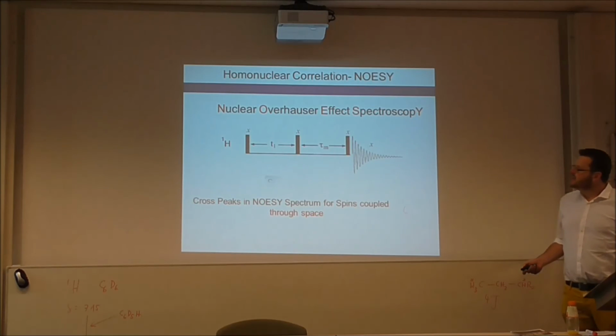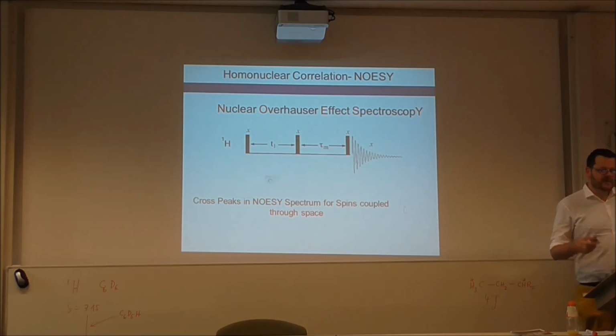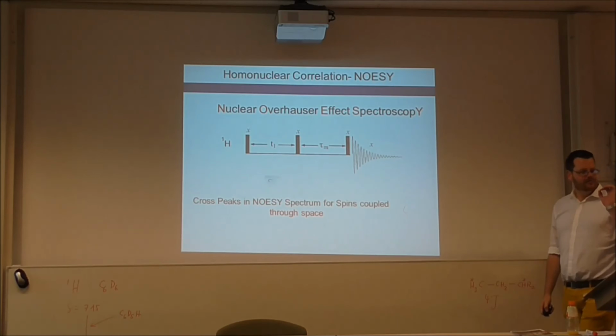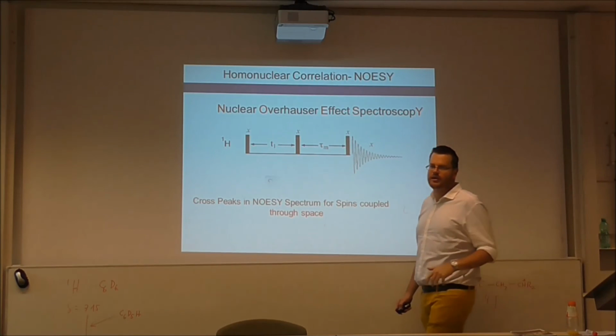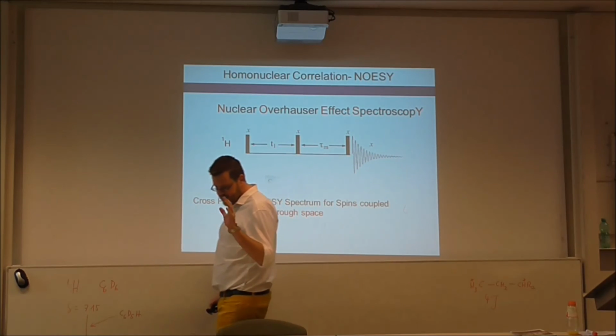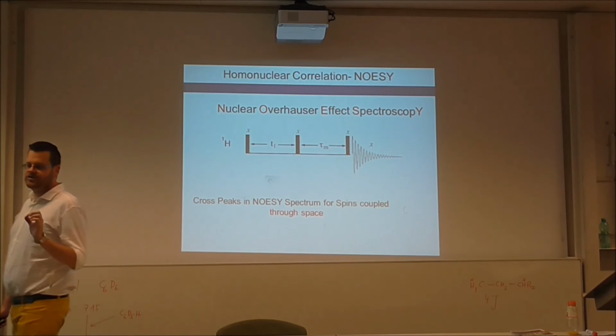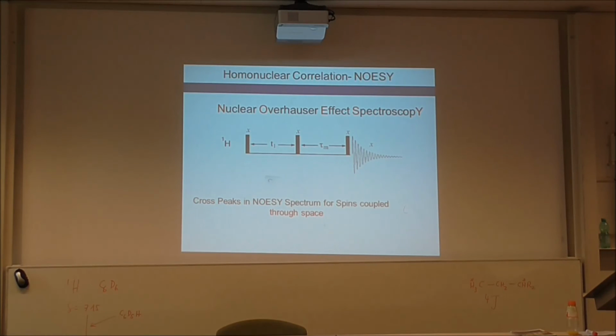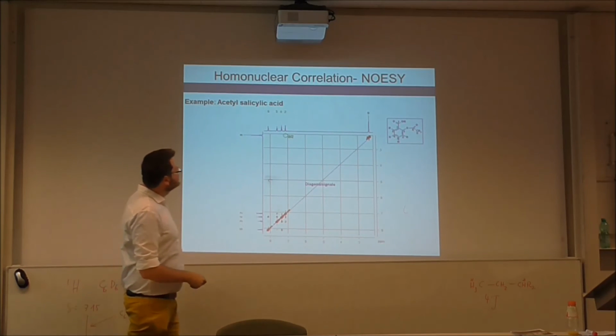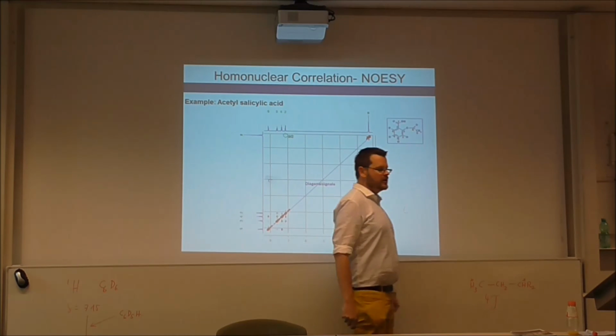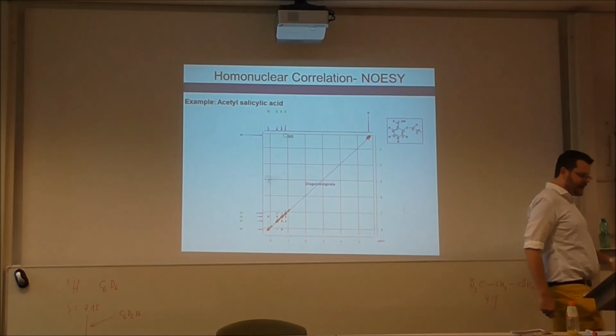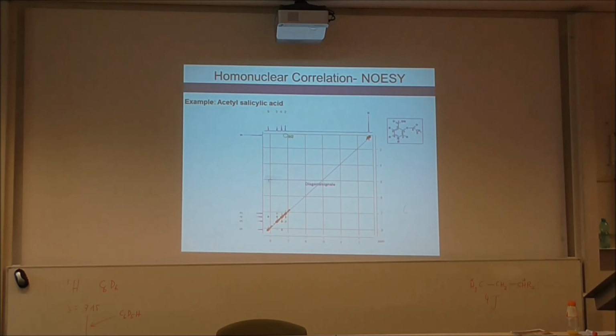NOESY is about looking at coupling through space, which of course is of paramount importance if you want to do structural elucidation of a protein, for example, because you want to know which protons are close to which protons in space. So we use a NOESY spectrum. This is an example of a NOESY spectrum for aspirin, acetylsalicylic acid. What do you see?